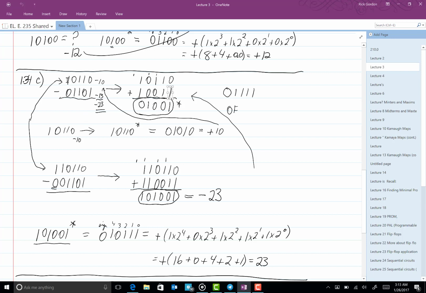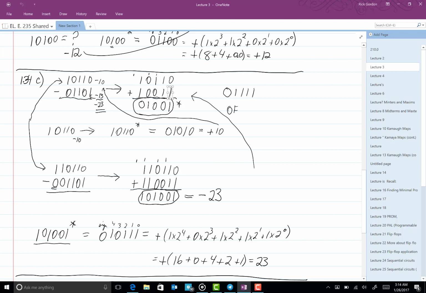And if you want to get some idea of why you got overflow, that is explained right here. The top number here is negative 10. We can see that by taking the 2's complement of this number. Since it's a negative number, we take the 2's complement of it, and that will be 01010, which is the number 10, and therefore the top number is negative 10.